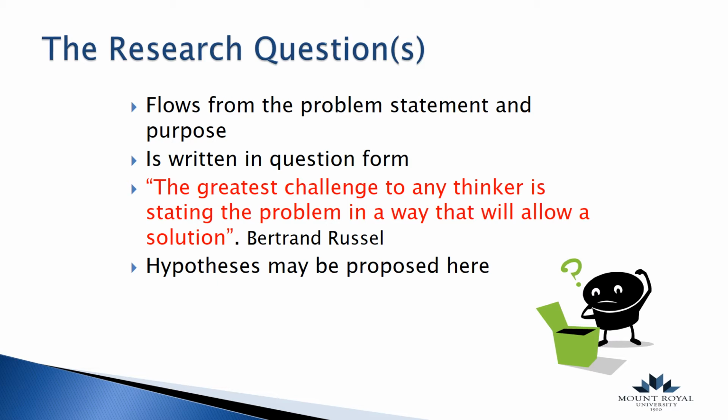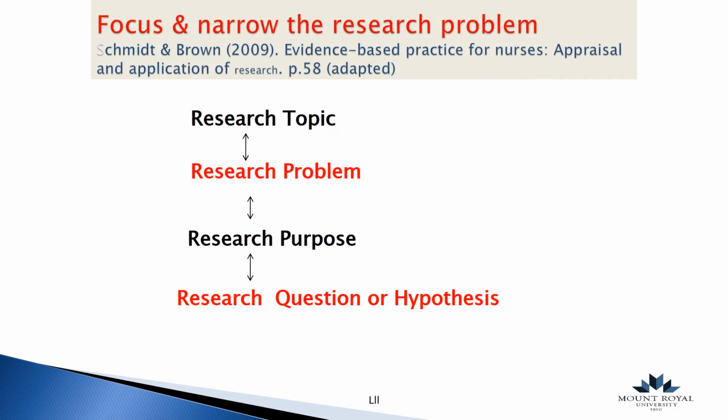And sometimes this is where the hypotheses, or the researcher's best guess, might be proposed. We're going to look at hypotheses, I think, next week. And some hypotheses are directional, some are non-directional, but it is the researcher's best guess. And so to focus and narrow the research problem, we have a research topic. We identify the problem surrounding that topic. We identify the purpose of our particular research project, and then we go on to develop the research question or hypotheses.